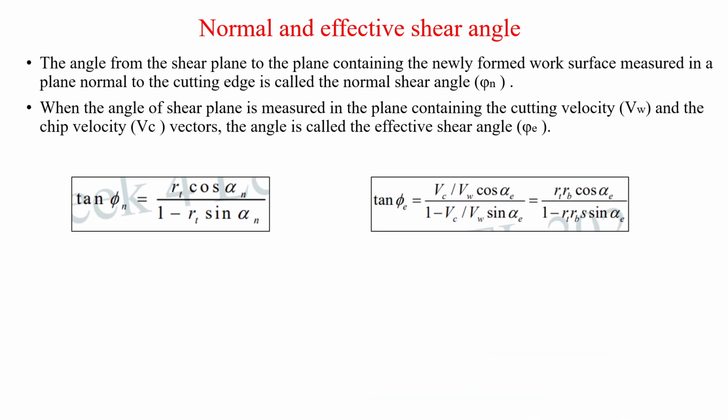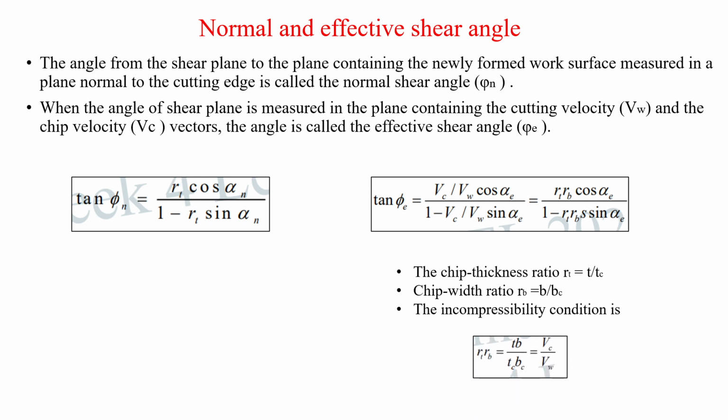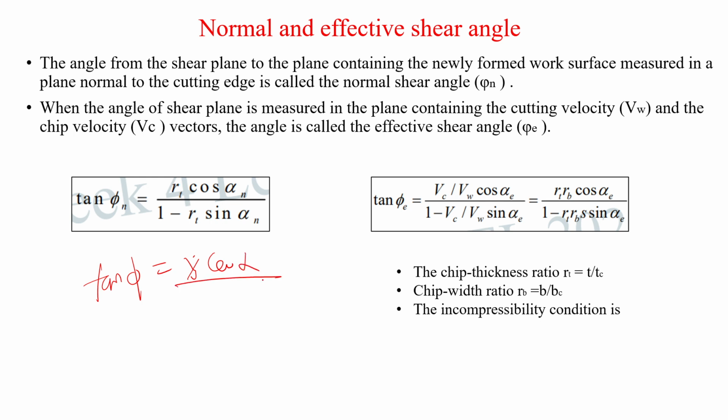So basically we know that one formula, right? tan phi is equal to r cos alpha upon 1 minus r sin alpha. For orthogonal cutting, for normal condition, we know that this is a very famous formula. But when you're talking about the normal shear plane, then this phi becomes phi n.